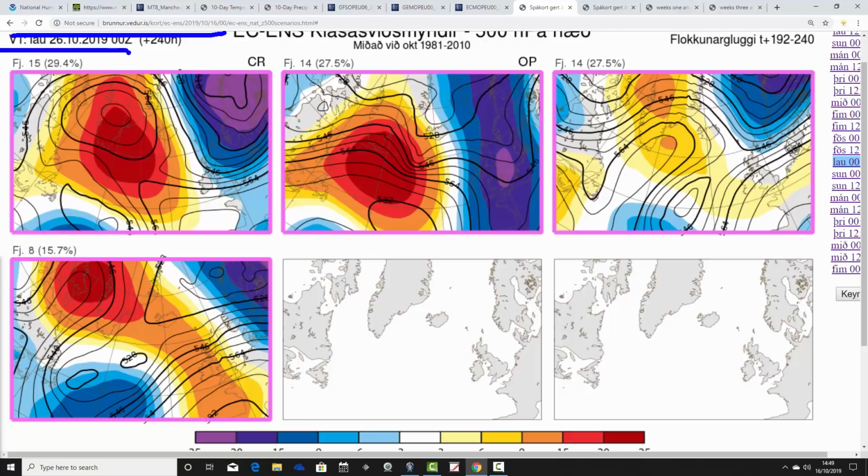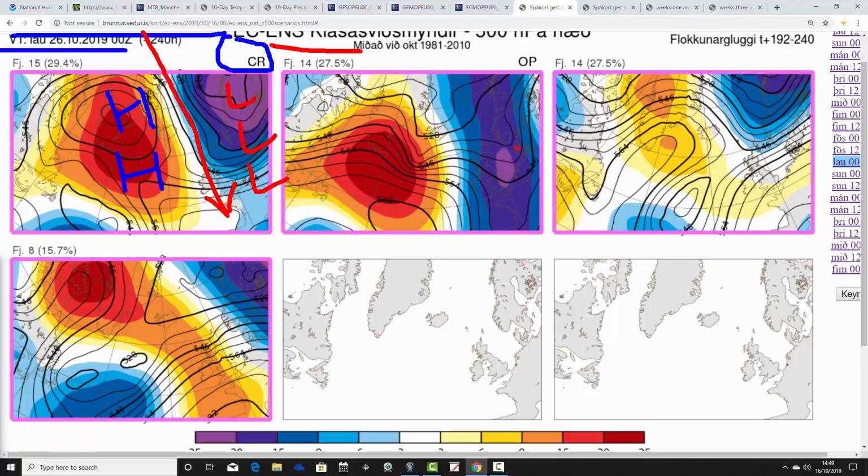So we have 15 members of the ECM ensembles, including the ECM control run that has a mid-Atlantic ridge heading up towards Greenland and a deep trough of low pressure in the 500 millibar flow to our east, and consequently that's going to be pulling down cold air from the north, so cold northerly winds with that.